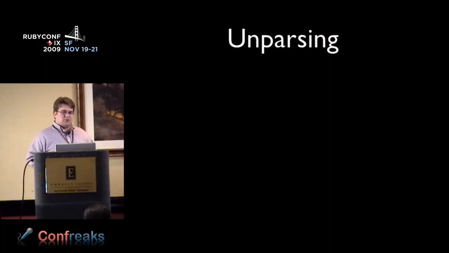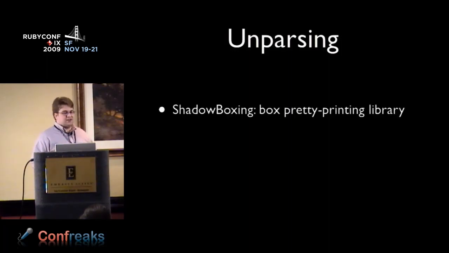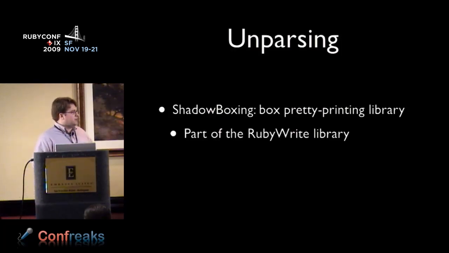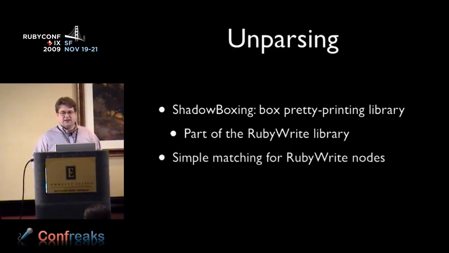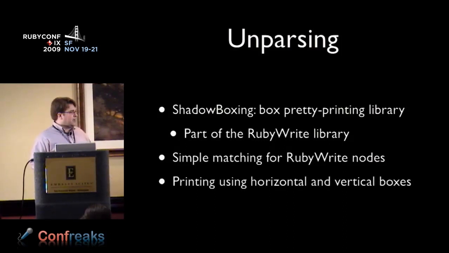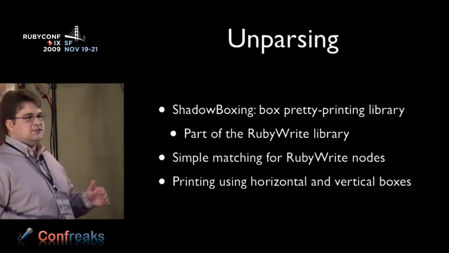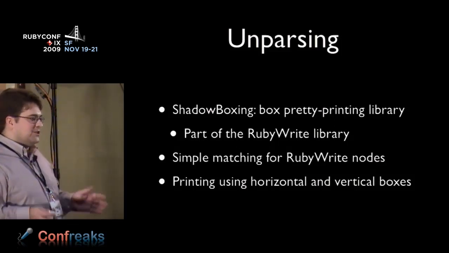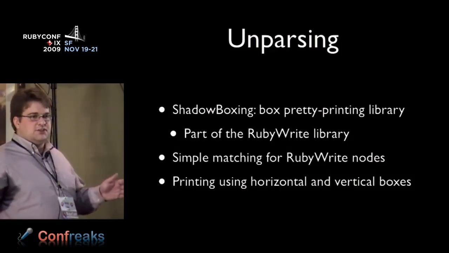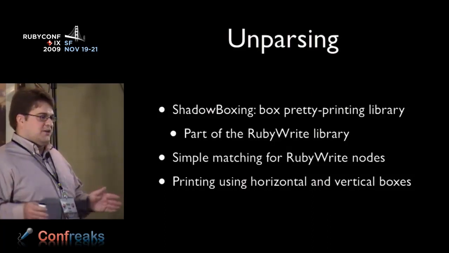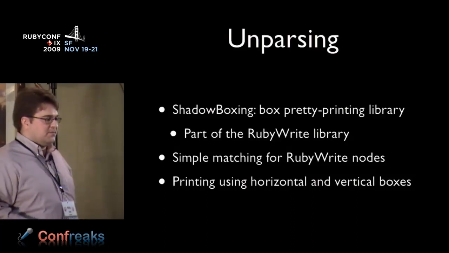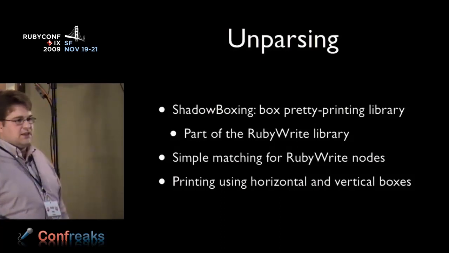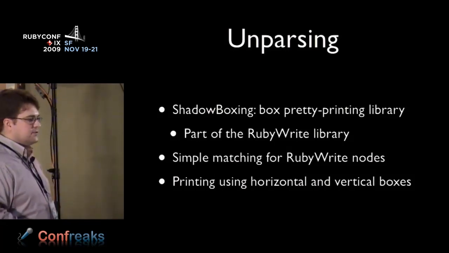So finally, we want to unparse this. Now we've got it transformed. We want to use shadow boxing to unparse it. It's a pretty printing library. It's part of RubyWrite. It basically has very, very simple matching for Ruby write nodes. And it prints using the idea of horizontal and vertical boxes. And the basic idea, while this doesn't sound like it's very flexible, it turns out it's actually quite useful. The ability to list a whole bunch of items that are going to be printed out horizontally, and we put spacing information in there. And vertical boxes give us a way to indent and list things on separate lines.